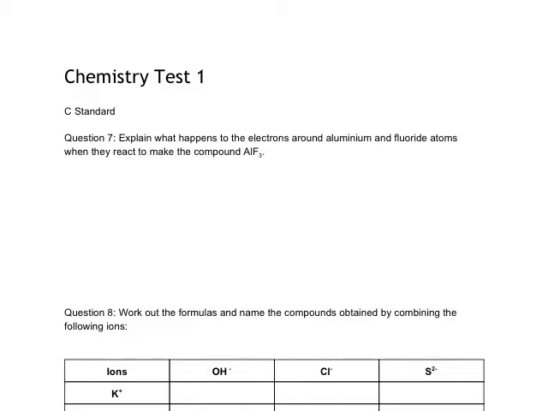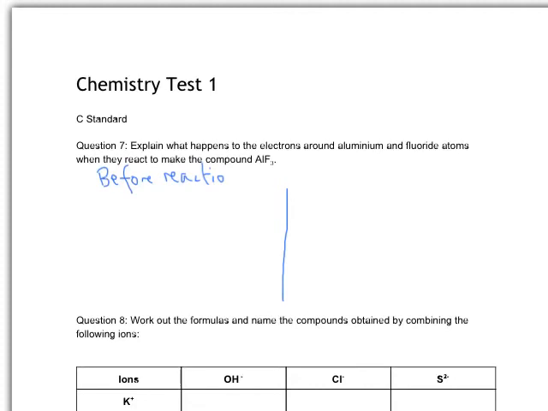So it's saying, explain what happens to the electrons around the aluminium and the fluorine atoms when they react to make a compound. I might just draw a couple of diagrams, before reaction and after reaction, so we can see the difference between the electrons. There are many ways you can draw this. Some people might want to draw it in shells. They might want to show the electrons being transferred from one atom to the other. I'm just going to do it by showing the numbers.